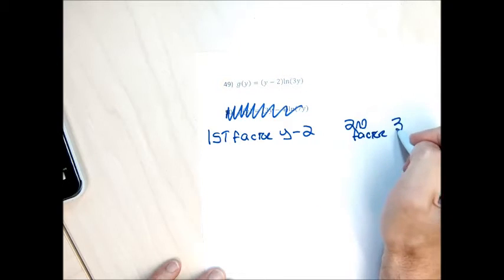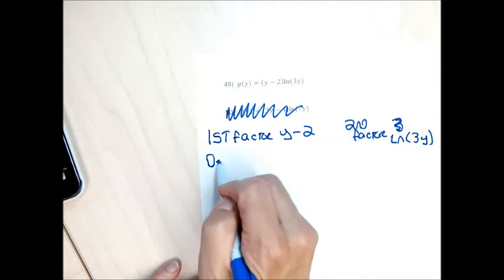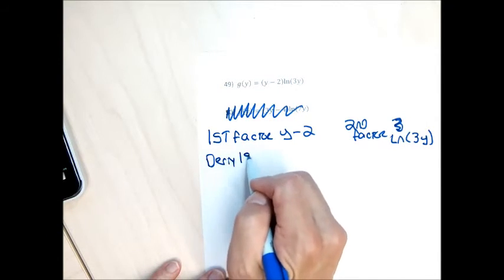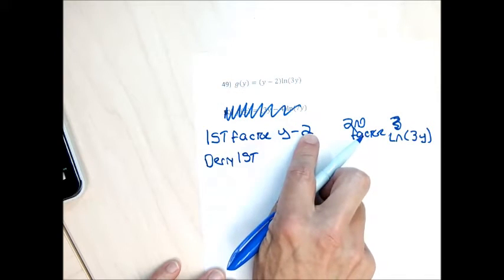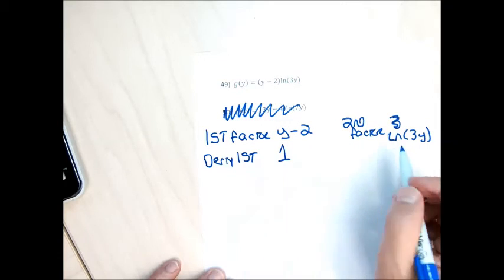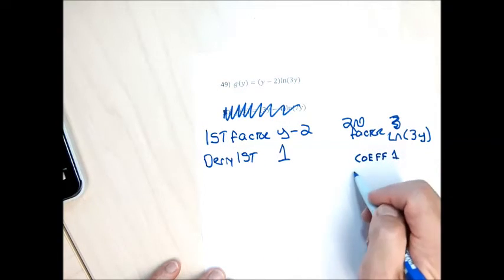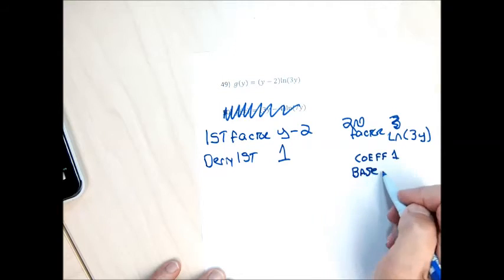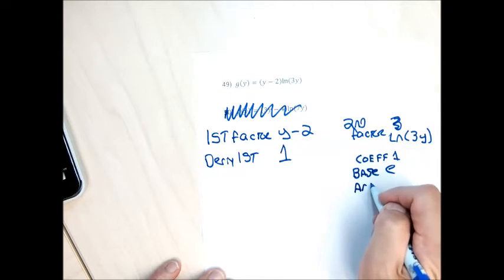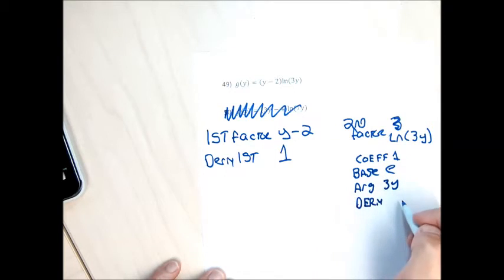And second factor. The derivative of the first factor is easy. It's just the derivative of that minus 2 is 0. The derivative of that y is 1. For the second factor, the coefficient is 1. The base is e. The argument is 3y. The derivative of the argument is 3.